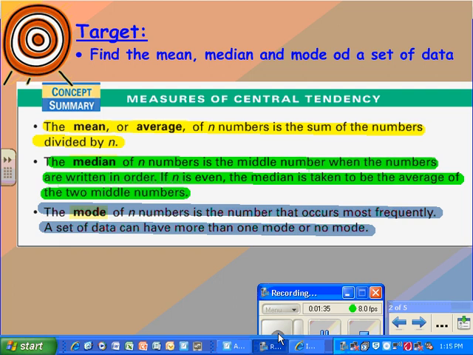Mode, mode, mode, the most average is the mean. Median, median, median, median, the number in between. There we go.